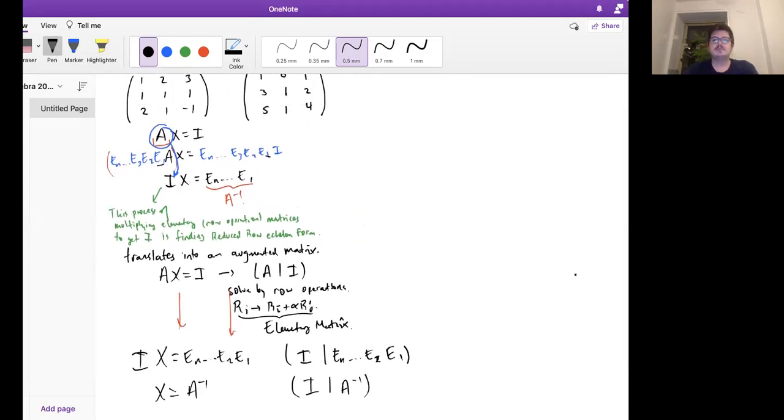So what we can do when finding an inverse, we can just take the matrix and augment with the identity, and then put the left-hand matrix into reduced row echelon form. So let's do that for this first matrix here.